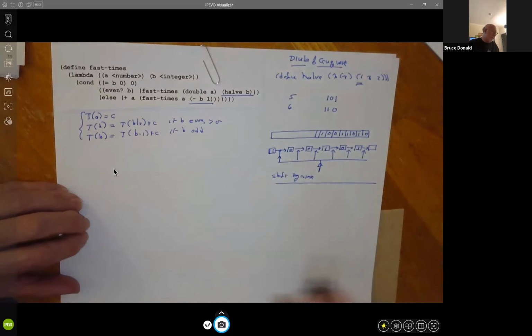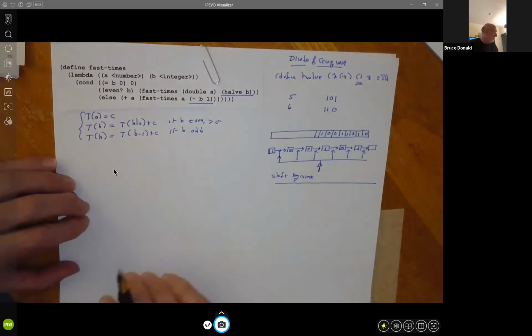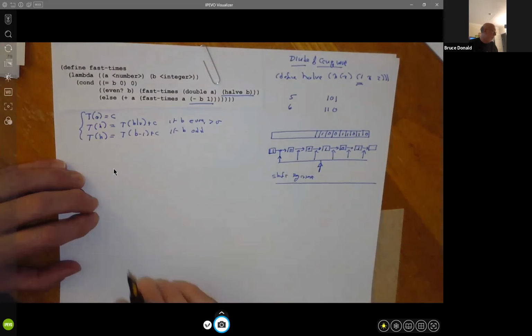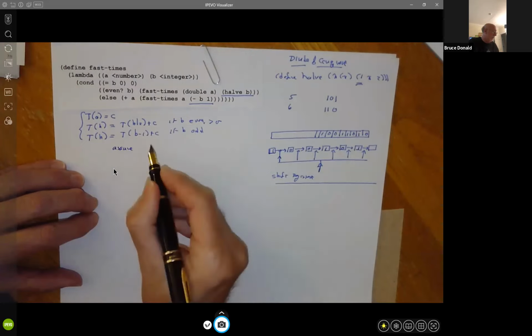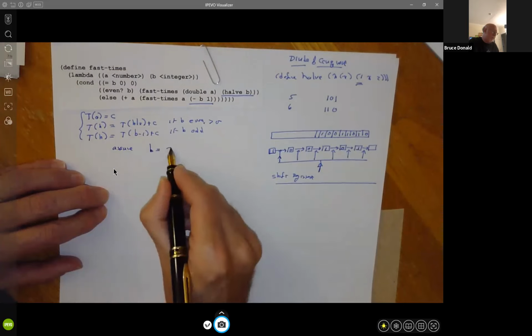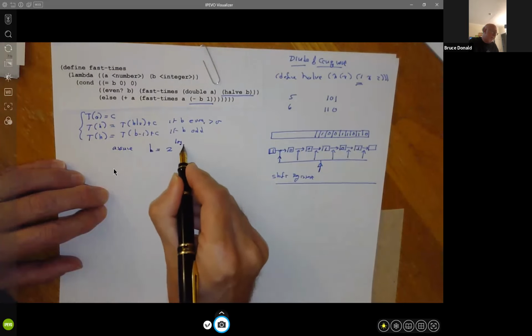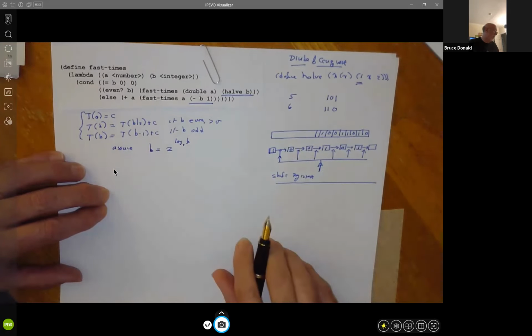So I want to start, this is something mathematicians do all the time. I'm going to start with the easy case, the case where b is a power of 2. So we'll relax this. What does it mean for b to be a power of 2? That means b is equal to 2 to the log base 2 of b. Remember, I'm just solving a simpler case at first. I've got to generalize it, but we'll start that way.